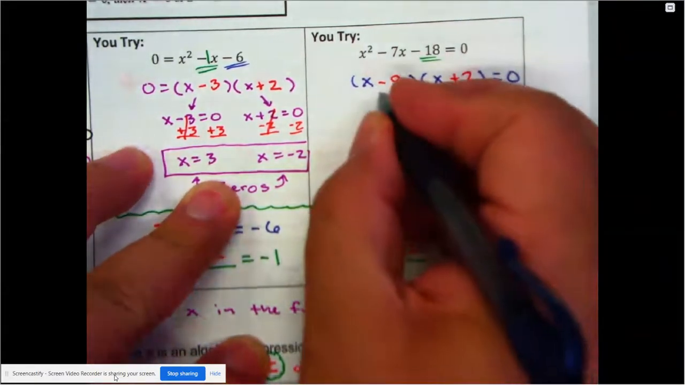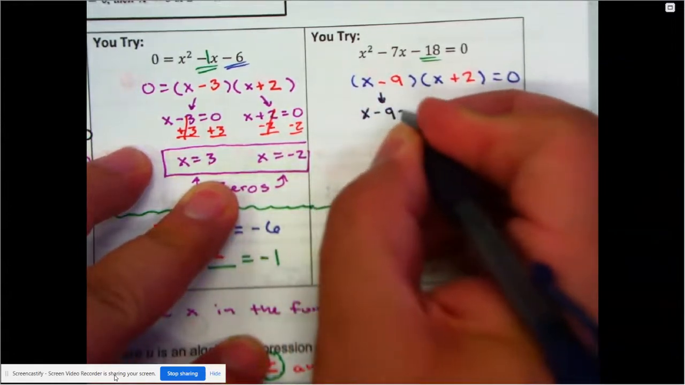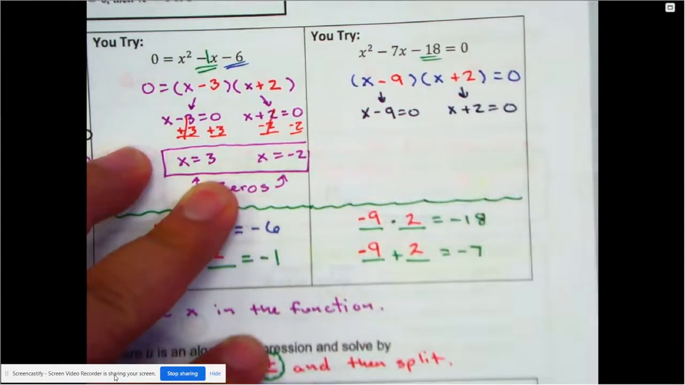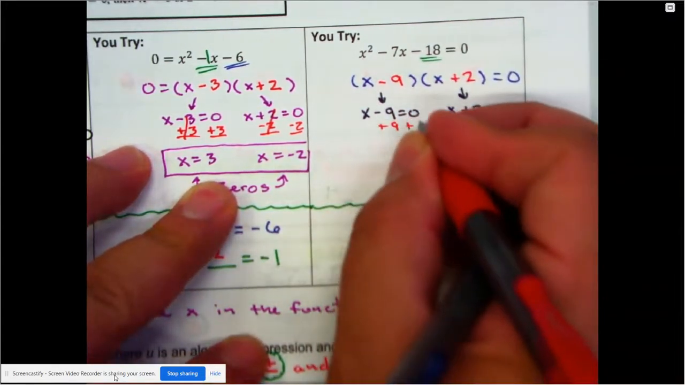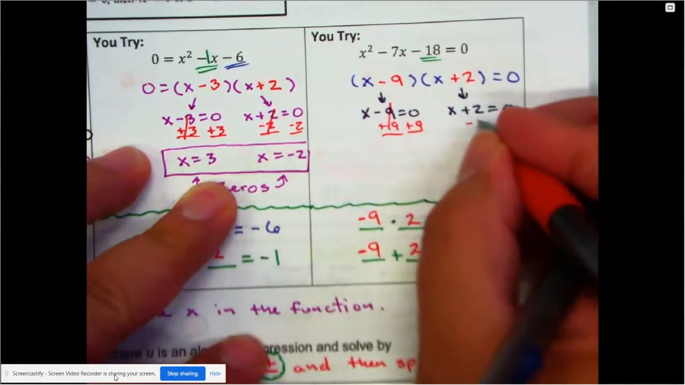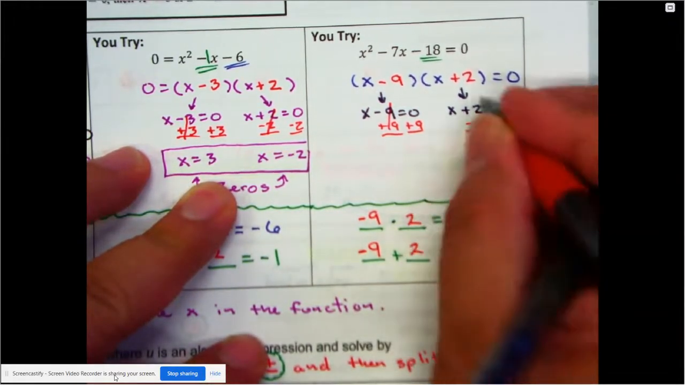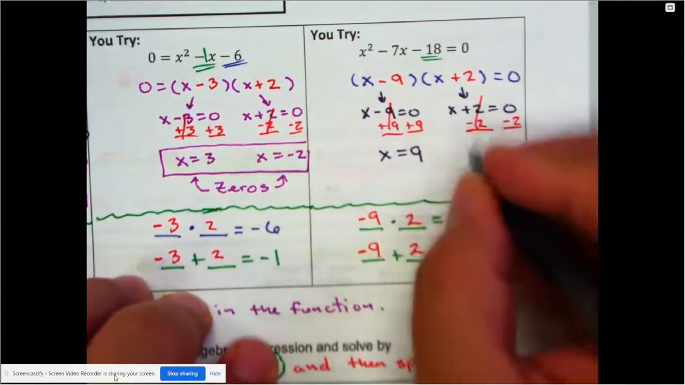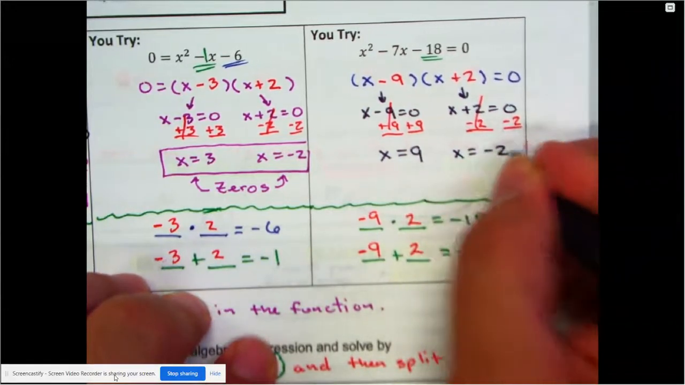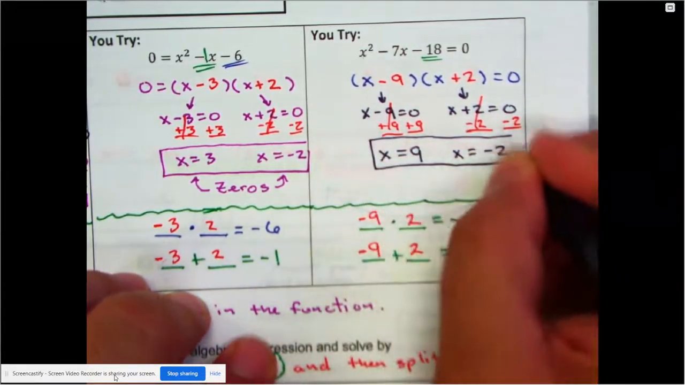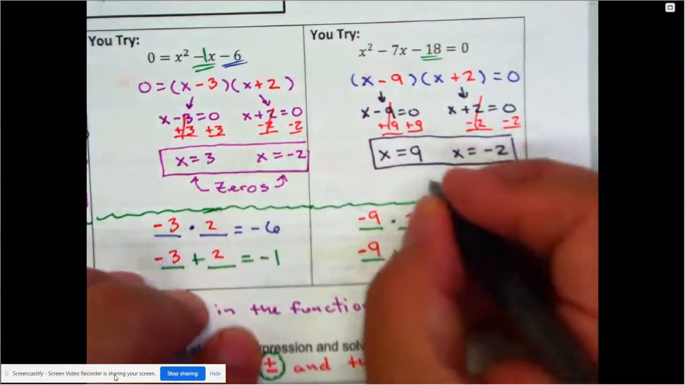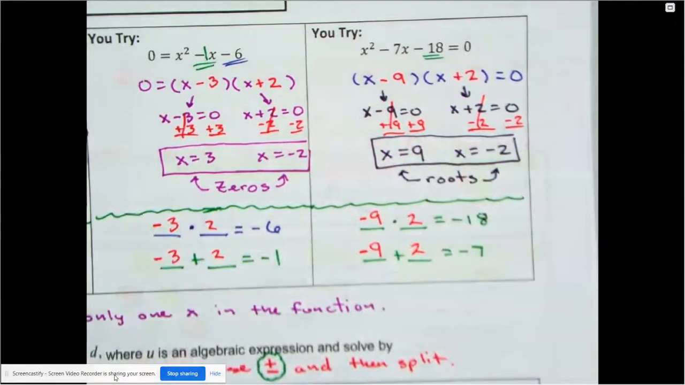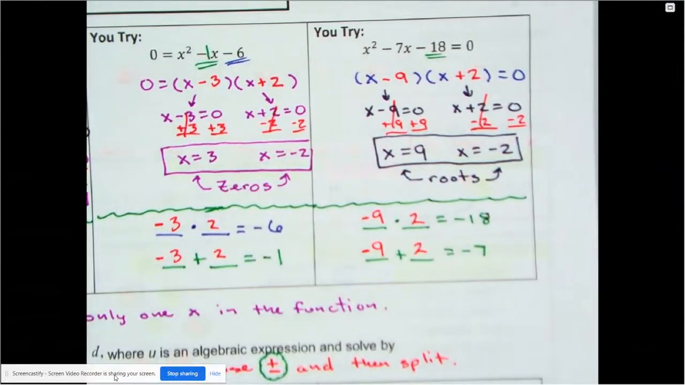Once everything's been factored, of course, we make each one equal to 0, which was our next step as of yesterday. And to finish it off, do a little addition for this one, do a little subtraction for that one there. And so just like that, we have our two x-intercepts, which are represented by the number 9 and the negative 2. Again, these are x-intercepts, aka zeros, aka roots. Remember, everything that we're doing can have a different name, but they all mean the same thing. We're trying to find x-intercepts in general.